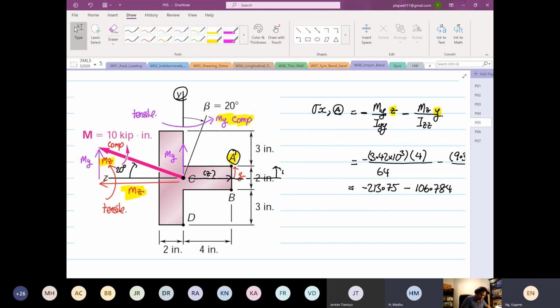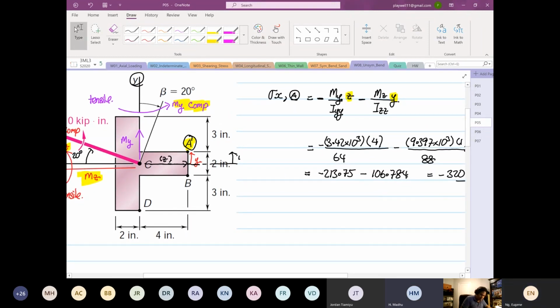Okay, we're saying point A. I was thinking the other way. I was thinking if it's point B. Okay, that's point A.